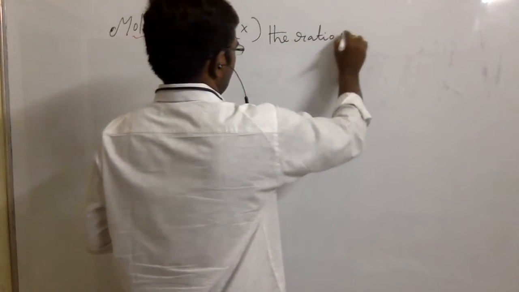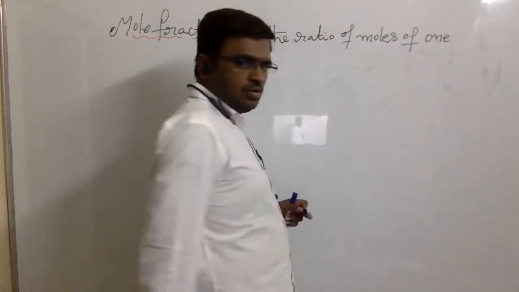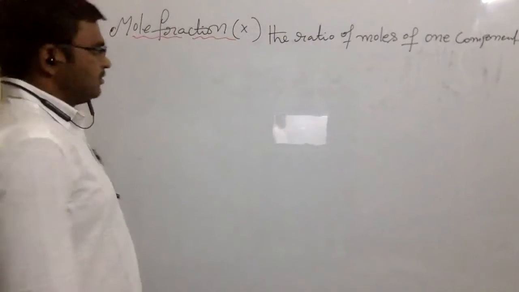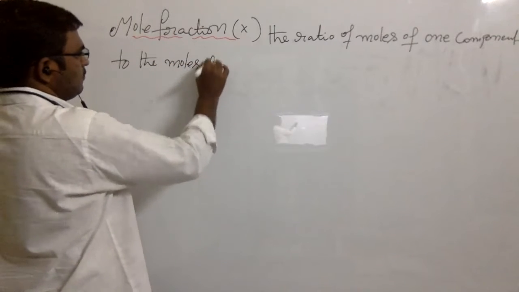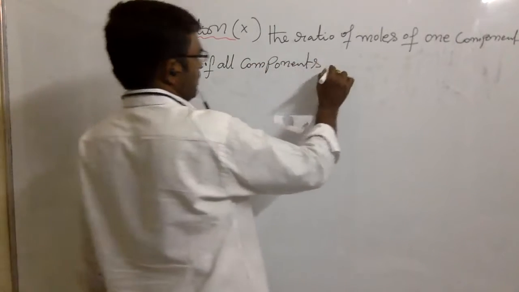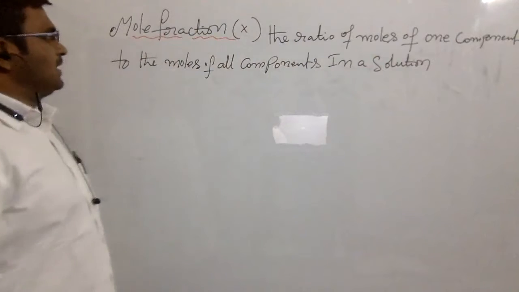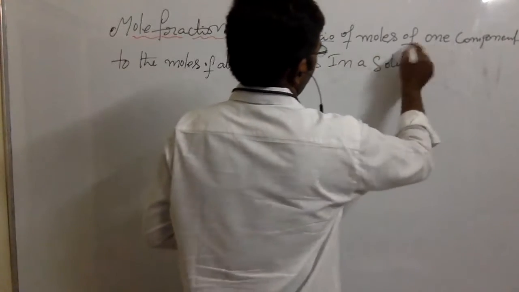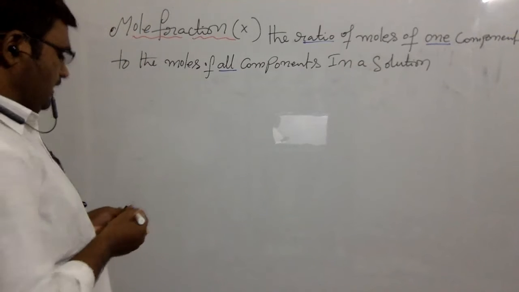the ratio of moles of one component to the moles of all components in a solution is called mole fraction. Here fraction means ratio, divide: the ratio of the moles of one component to the moles of all components in a solution is called mole fraction.